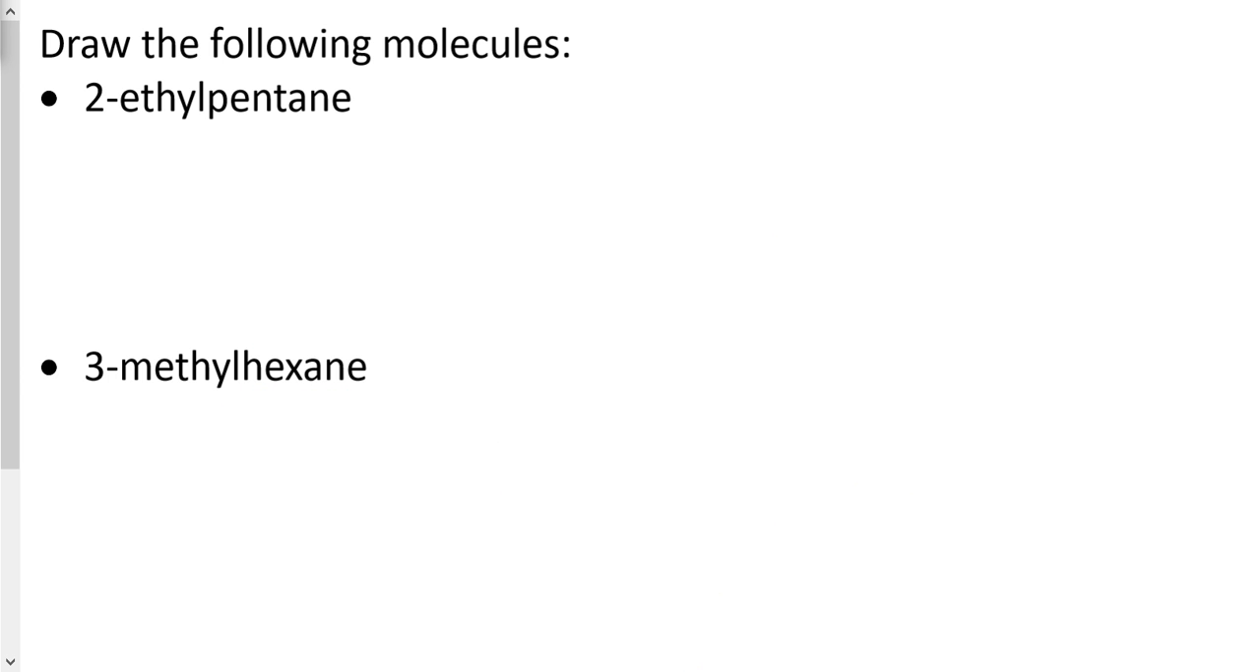I'm not going to focus on the 2-ethyl part. Instead, I'm going to focus on pentane. So pent means 5. A and E means all of them have single bonds. So I drew 5 carbons in a single straight line, and all of them are attached with a single bond. Then I have to focus on number 2, which means I have to figure out where my second carbon is.